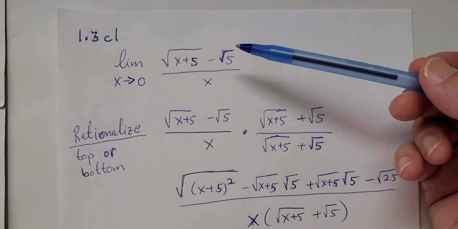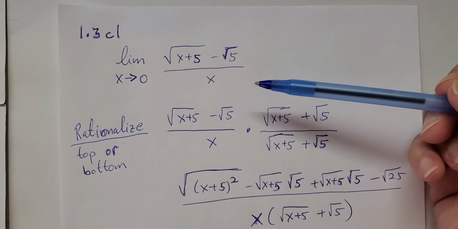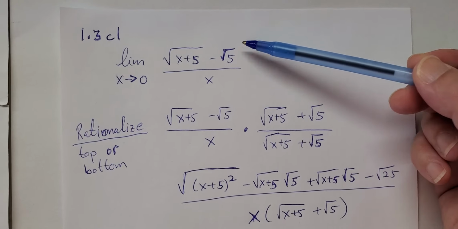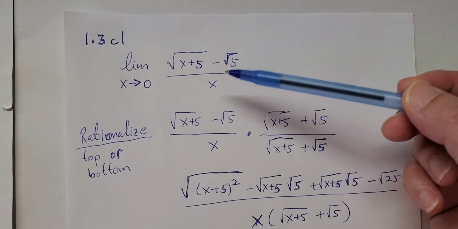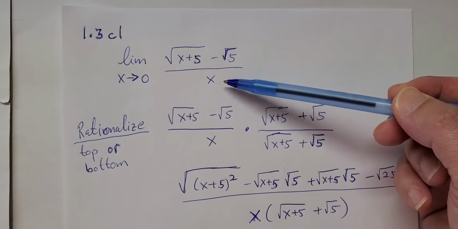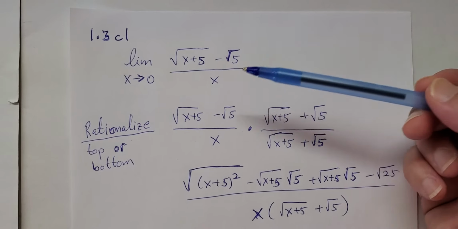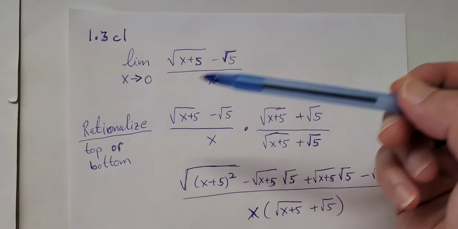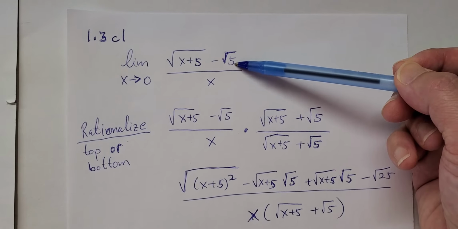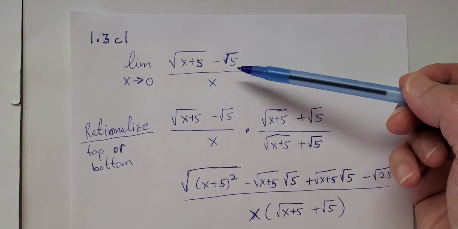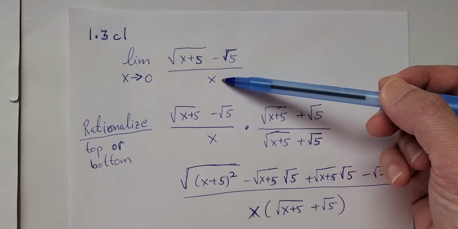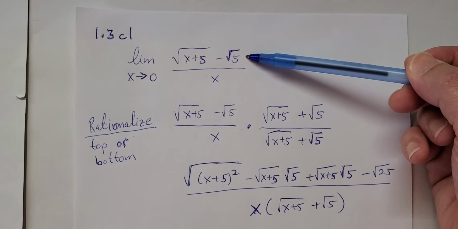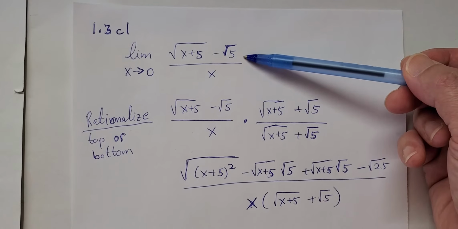How do I know when to do top, when to do bottom? In our example, the radical is on top, so we will do top. Sometimes the radical is in the bottom, so we do bottom. If I have a radical on top, then I will do top. If I have a radical in the bottom, then I will do bottom. In our example, we have a radical on top, so we will rationalize the top.